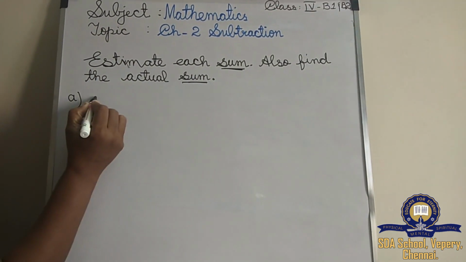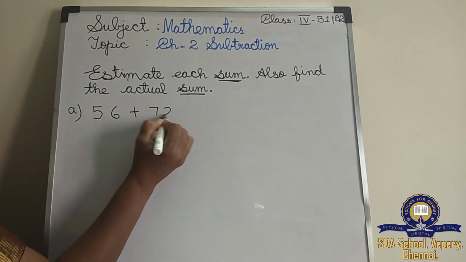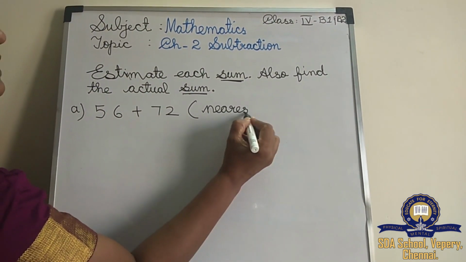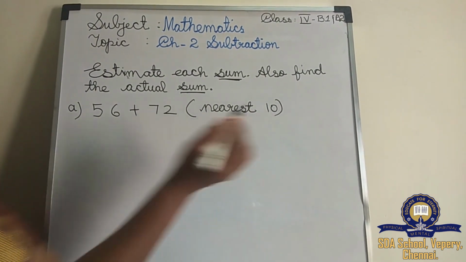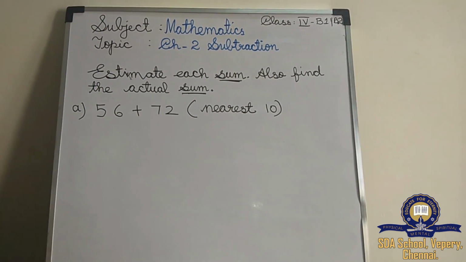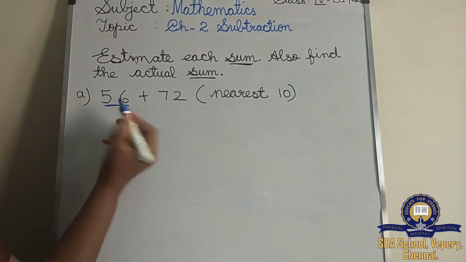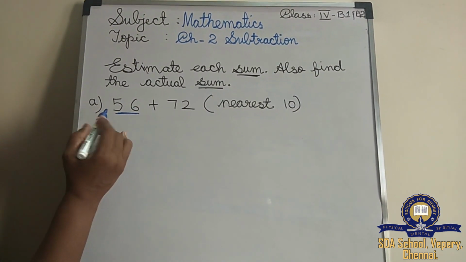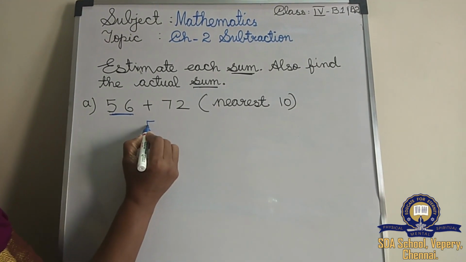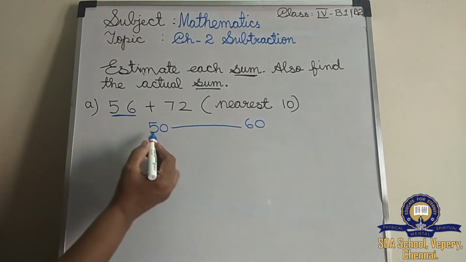See, the first sum we learn is 56 plus 72. We have to round off to the nearest 10. See how we have to find it. All of you should listen carefully, otherwise you can't understand, children. Nearest 10 means first we have to take 56. Above 5 means what? 50 to 60 you have to calculate. Understood, children? 50 to 60.